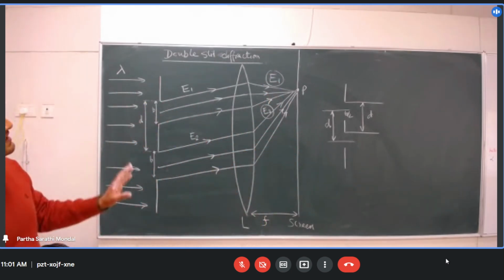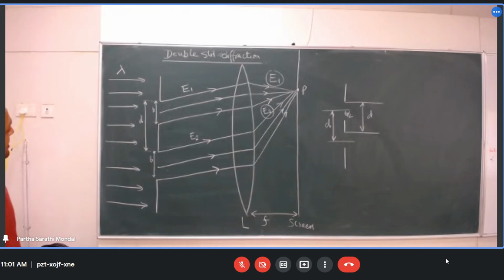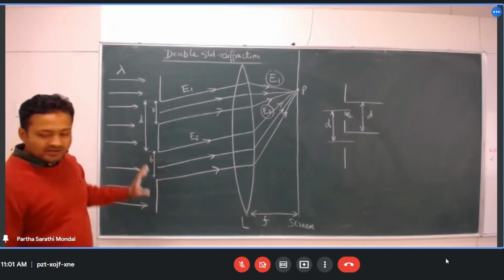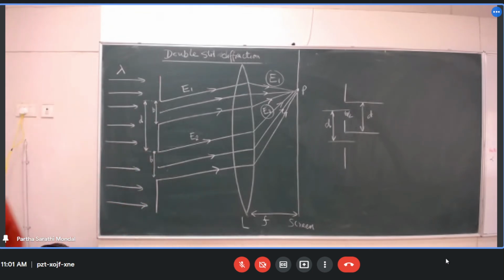Sir, the intensity will be more, right? That we will see. This looks like a double slit experiment, like the Young's double slit experiment. After getting the final result and putting in some assumptions, we will see that it becomes a double slit experiment. What is E1 and E2, sir?